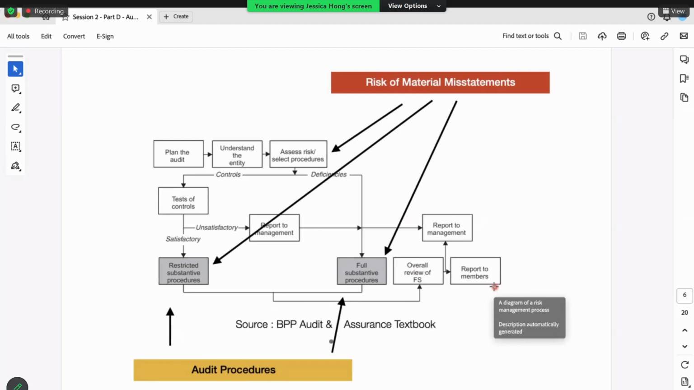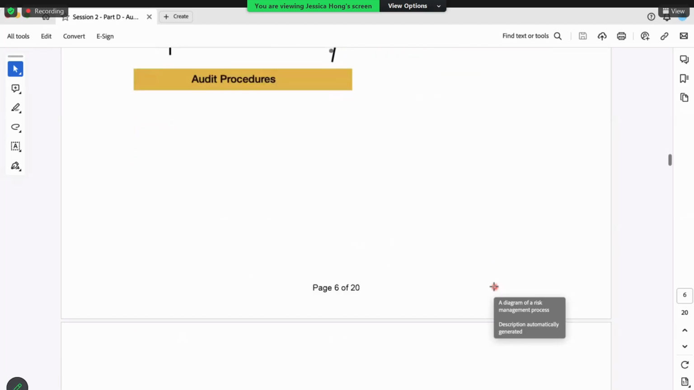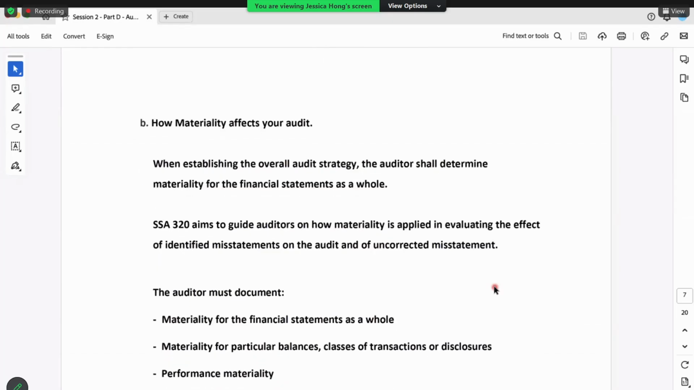So when we do our audit, we focus on those areas that are high risk. We will also set a threshold to determine what sort of errors, what sort of misstatements, will have an impact on our audit opinion at the end. This threshold is called materiality. Materiality affects the way we decide on audit procedures: where we should audit, what we should audit, and what the audit procedures are. All this comes under materiality.